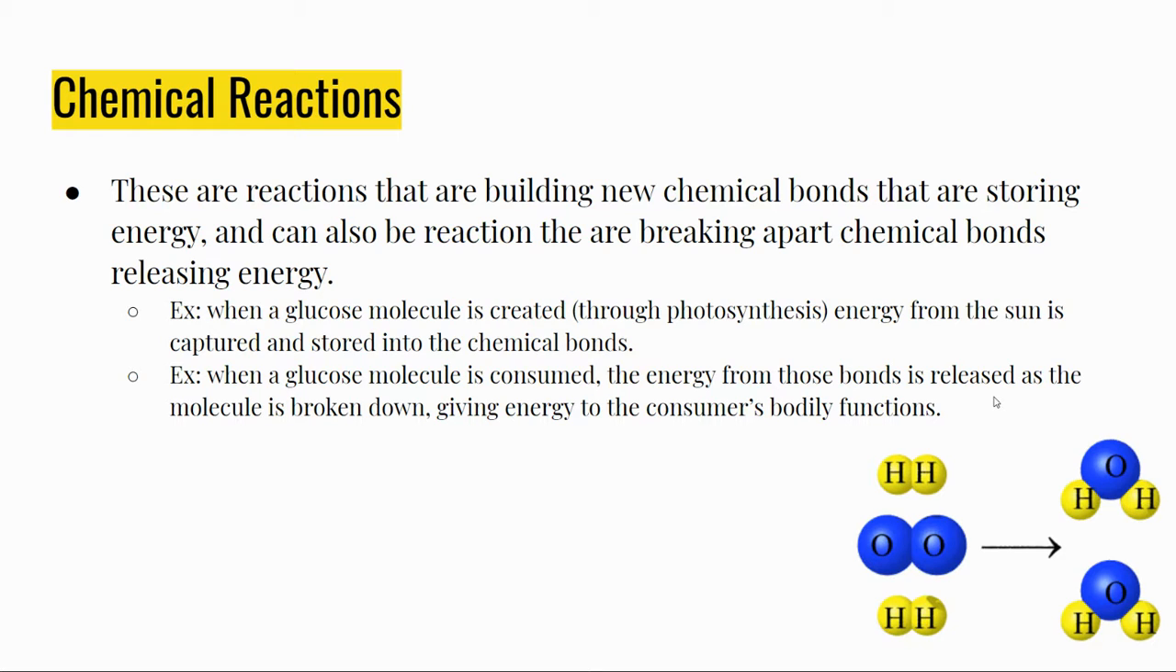All right, so an example: when a glucose molecule is created through photosynthesis, energy from the sun is being captured and stored in those chemical bonds. And then in cellular respiration, we'll break down those glucose molecules, and the energy that is stored in the phosphate bond between the second and third phosphate group, when that bond is broken, that energy will be released. And that also plays into kinetic and potential energy. Potential energy is stored in the bond, kinetic energy is released. All that should be reviewed, and that should all be ringing a bell.